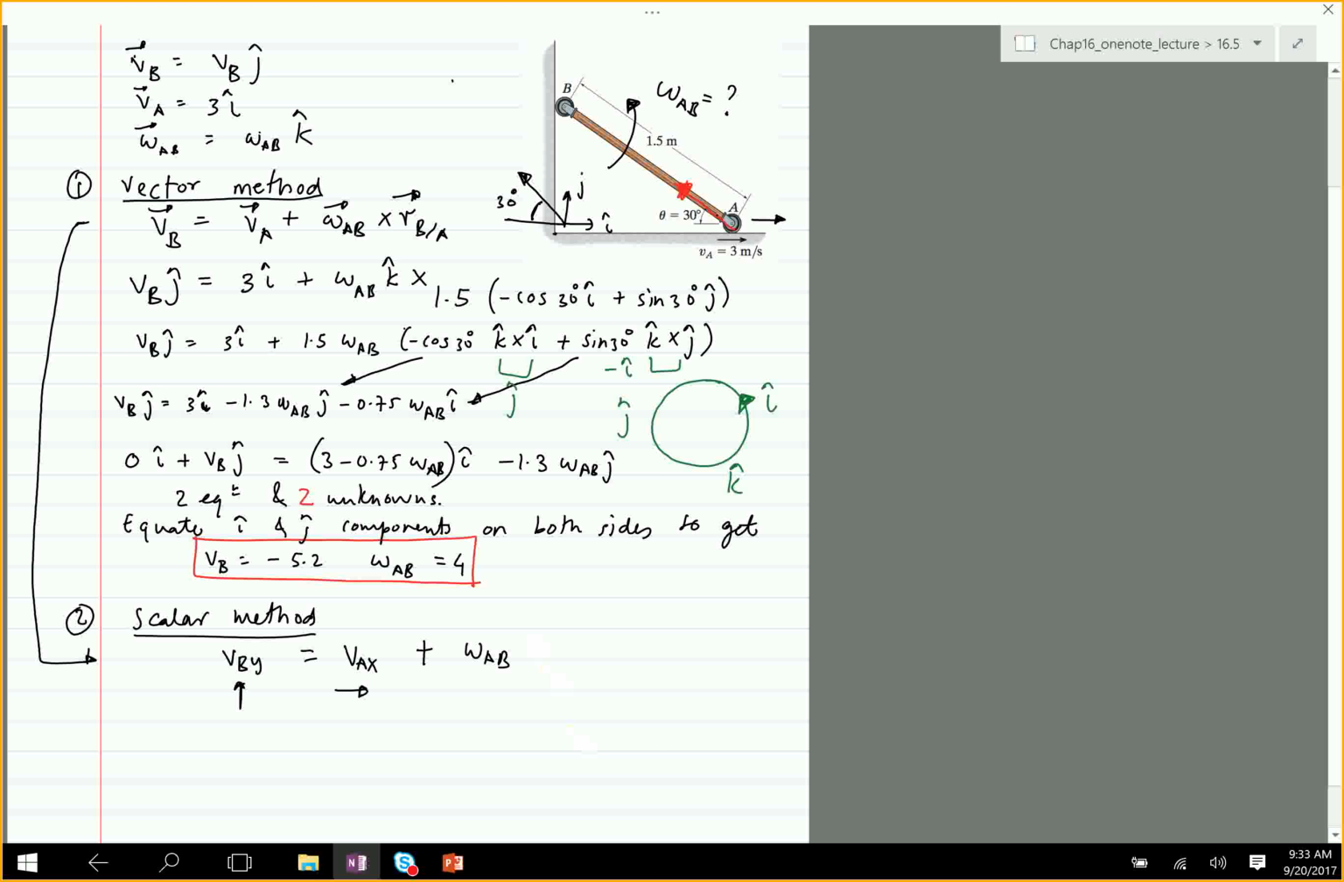Again, this is a scalar, but I need to put the right direction on it. So the question is, what's the direction of omega AB RAB? Omega AB is counterclockwise, and the vector, let me just write it as B with respect to A, the vector from A to B is this direction. Omega AB is this way.